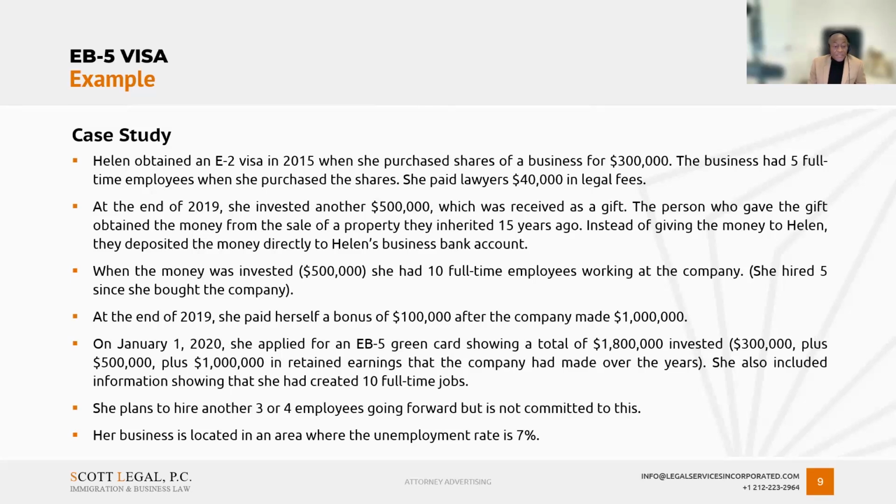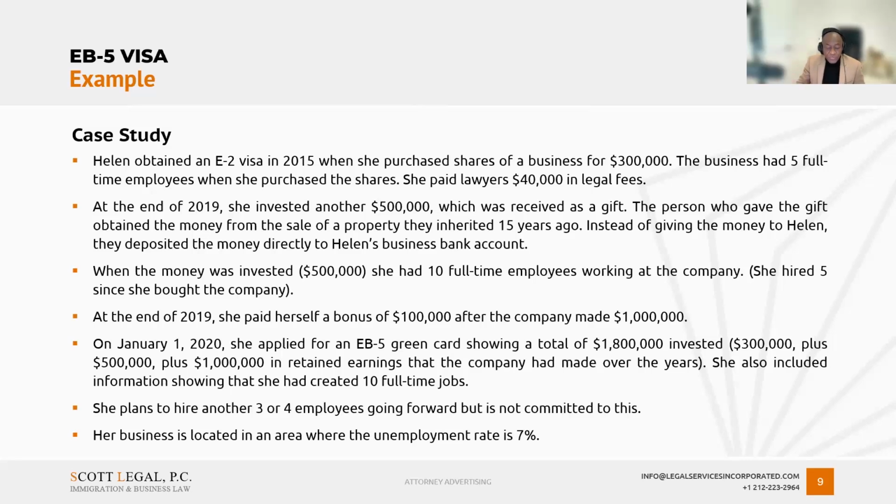And then at the end of 2019, she paid herself a bonus of $100,000 after the company made $1 million, right? So then in January, she applied for an EB-5 green card, showing a total that she'd invested $1.8 million: 300,000 plus 500,000 plus 1 million. The 1 million is in retained earnings that she had made in the company over the years. And she also included information.